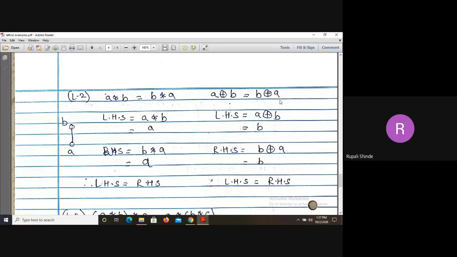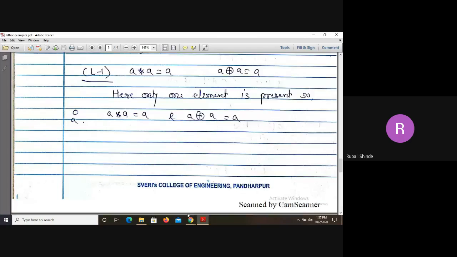Have you understood this proof? Hello? Okay. Yes, ma'am. Because based on this, you will get question as write the properties of lattices for 6 marks. So at that time, you have to write this explanation as well.